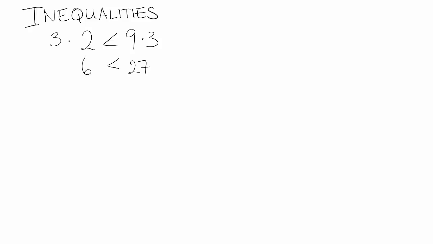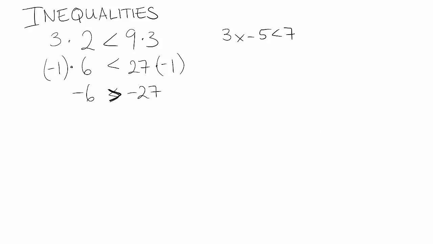Well, what happens if we multiply by -1? Then we have that -6 is less than -27. Is that true? Look on a number line. It's not true. So remember that if you multiply or divide by a negative, you need to switch the inequality sign. So that goes for inequalities of a simple form, such as 3x minus 5 is less than 7.